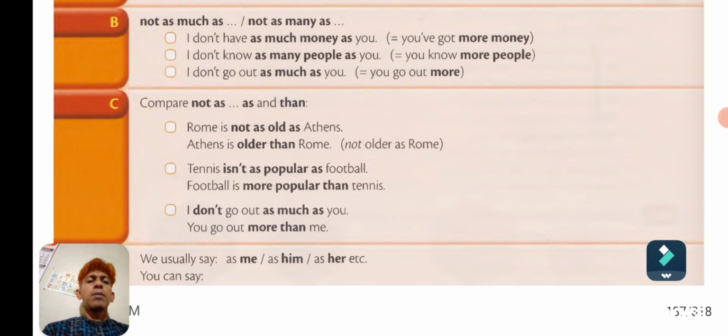Okay. Part B. Not as much as, not as many as. First example: I don't have as much money as you. It's not equal, you have more money. Next one, I don't know as many people as you. You know more people. Next one, I don't go out as much as you. You go out more.